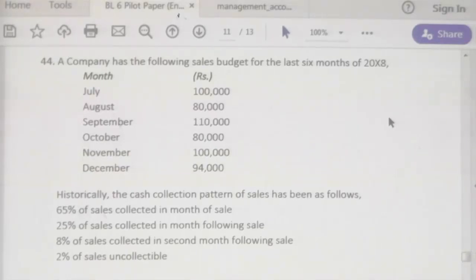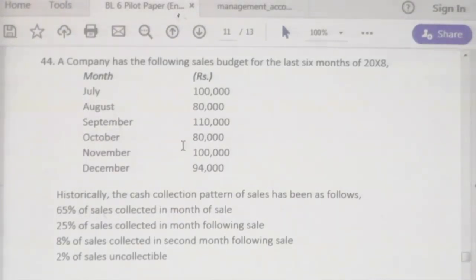Question 44. A company has the following sales budget for the last 6 months. Right. Now, then they have explained how this sales value will be collected. 65% in the same month, 25% in the following month, 8% in the second month, 2% uncollectible. Now, the question is, what is the expected cash collection in October?